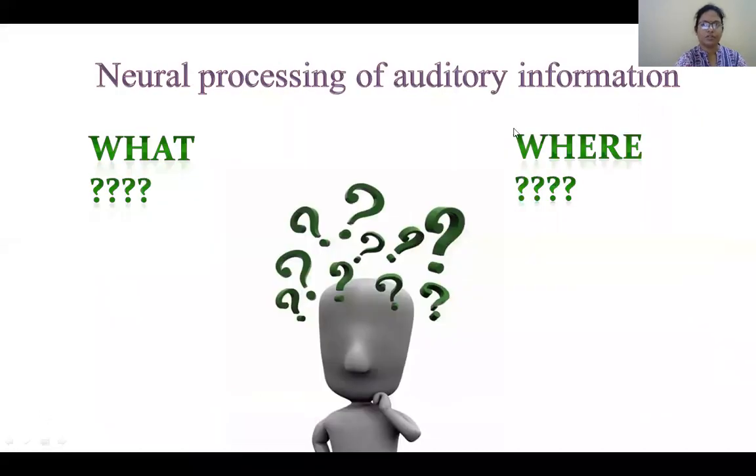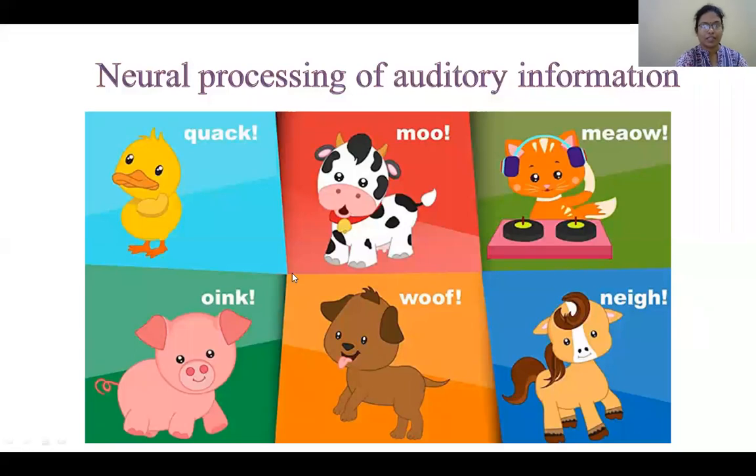So what is neural processing of auditory information? Whenever you hear a sound, the question arises: what type of sound is it and from where is it coming? Very commonly taught in kindergarten is what sound the duck makes, or the cow saying moo. This is how, from lower classes, we are taught to identify what kind of sound it is. Even if your colleagues are talking and you are blindfolded, you can identify whose voice it is. This is a property of the auditory cortex.